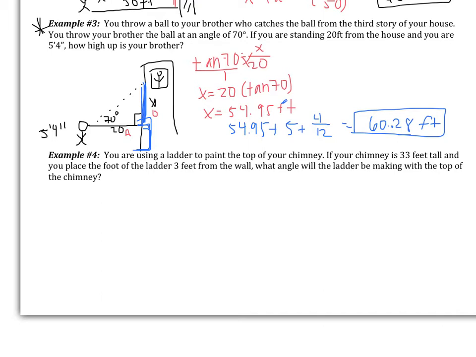So again, just to reiterate, what I did is I found 54.95 feet. That's the distance from where I threw the ball to my brother, that vertical height, how high up he is. But it doesn't count for where the ball started in my hand to the ground. So I need to add the distance from where the ball started in my hand to the ground, which is that 5 feet 4 inches. That's how I got 60.28.